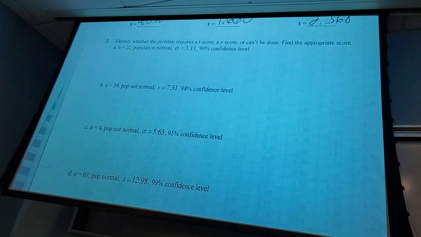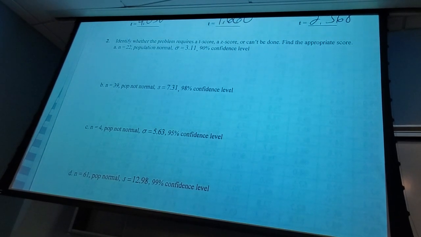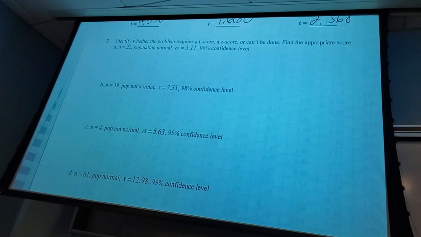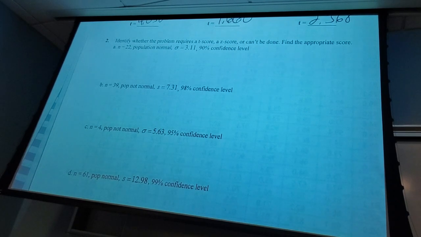A t-score distribution is basically the z-score distribution, sort of pushed out. So what do I need to know before I can use a z-score chart, for example? I need to know it's normal. Same thing for t-scores. So, could somebody remind me why t-scores were invented? They were invented to cover for when I don't know the real population standard deviation, right? That's why they were invented.